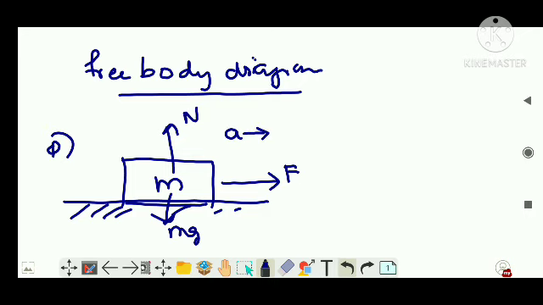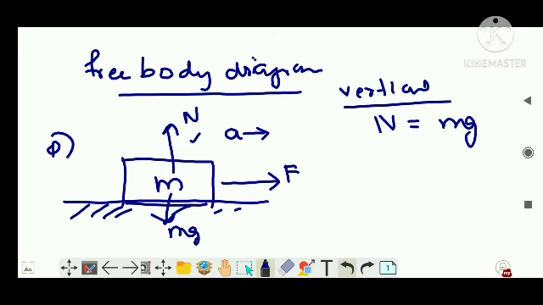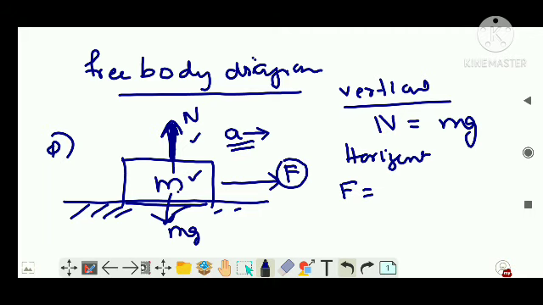So what can be written for this free body diagram? Let's say vertical conditions. Vertically, how many forces are there? N upward and mg downward. So I will write N is equal to mg because both are equal, and there are no other forces in the vertical direction. Now in the horizontal direction, how can I write? It is very easy. F, and this acceleration is acting on this mass. So F is equal to ma.